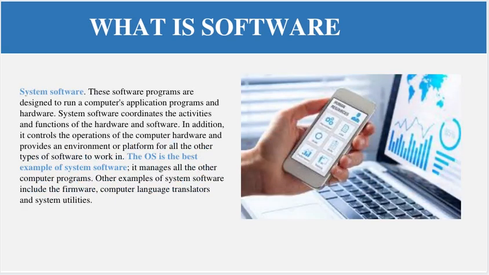Then next is the system software. System software is software which coordinates the activities and functions of the hardware and the software. For example, the operating system is the best example of system software, like Windows, Linux, Unix. All these are operating systems. Other examples include firmware, computer language translation, and system utilities.